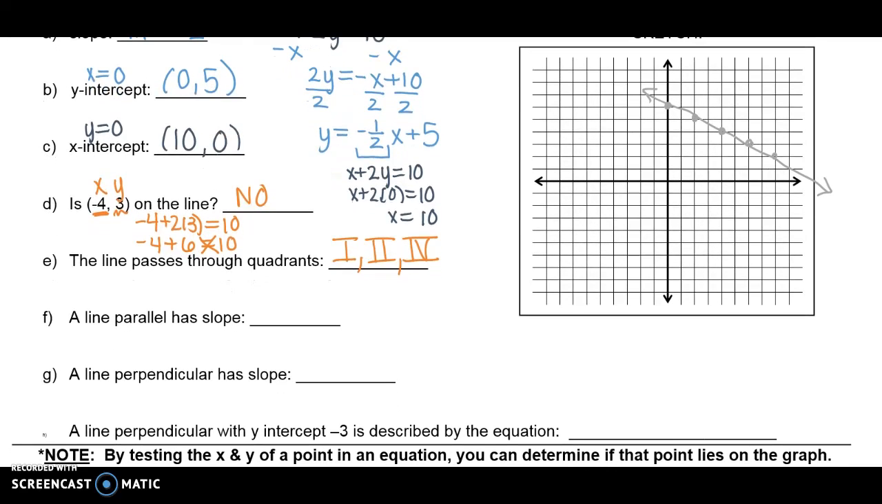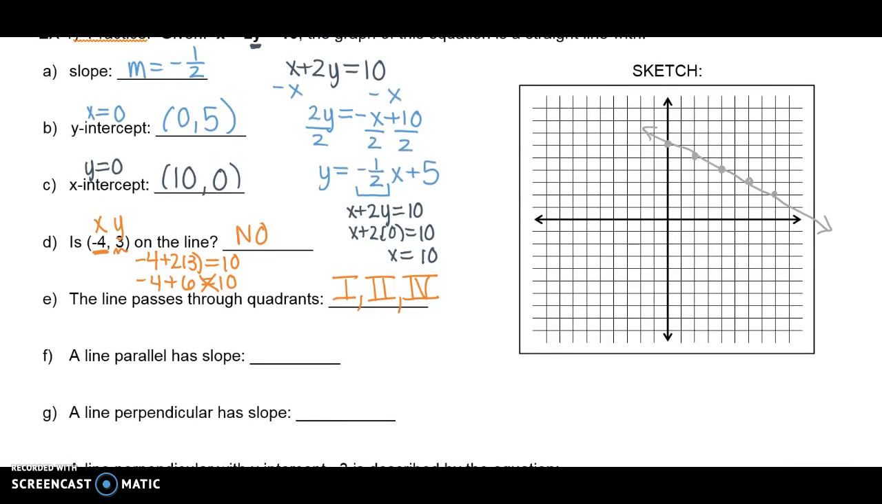A line parallel: what we should be thinking about is same slope. So this parallel line will have a slope of negative 1/2. A line perpendicular, again, we should be thinking opposite reciprocal of this original function. So we negate it, make it the opposite, so minus a negative, so positive, and then flip top and bottom, which really just simplifies to 2.